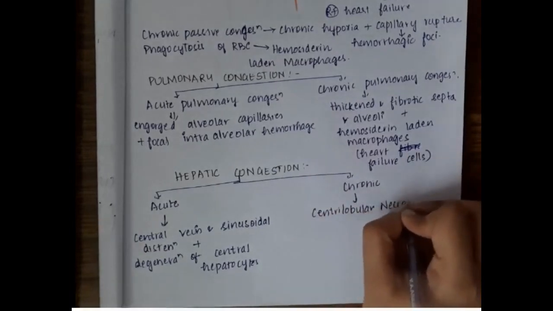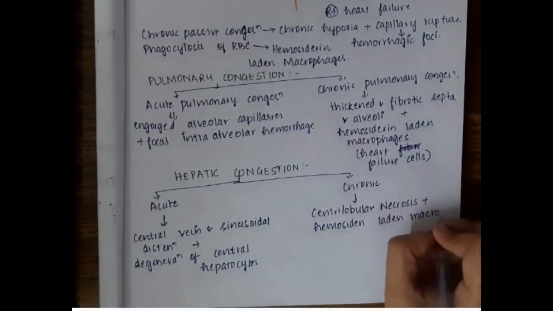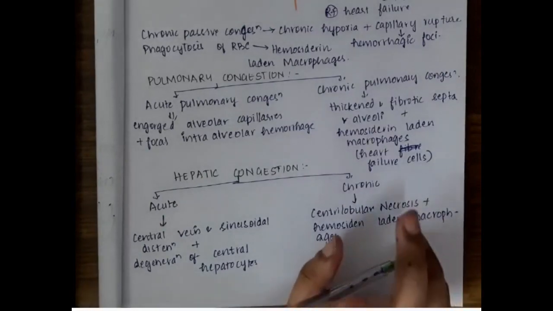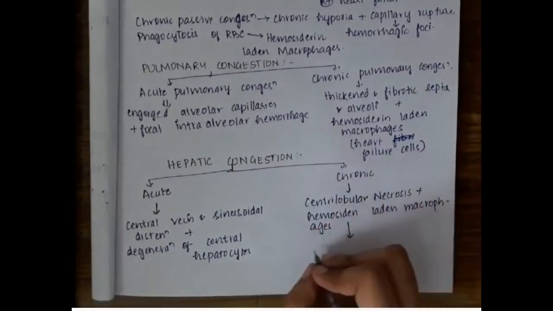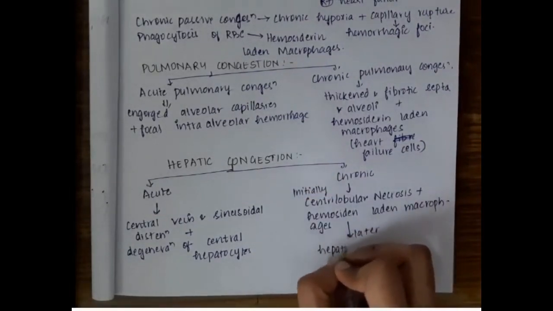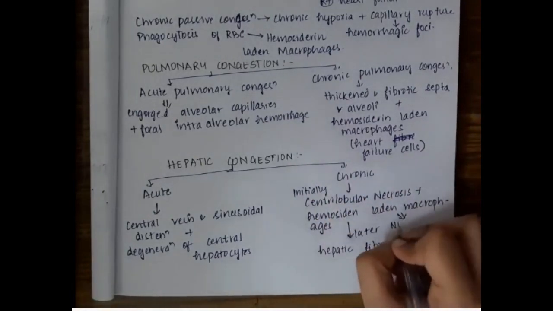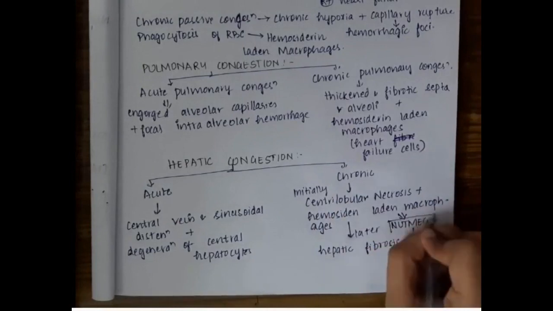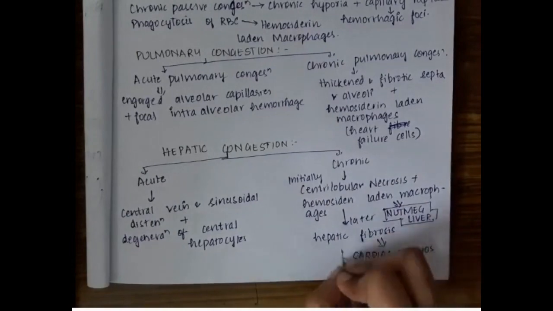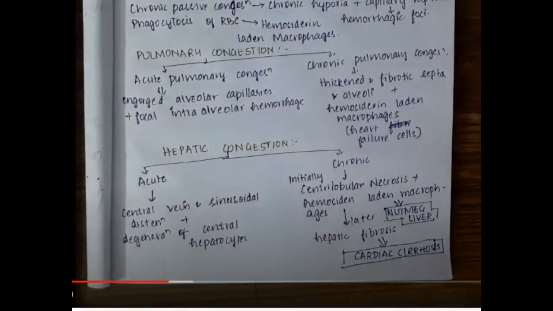In chronic hepatic congestion, there is centrilobular necrosis and hemosiderin laden macrophages are seen. This centrilobular necrosis with hemosiderin laden macrophages is present initially, which is called nutmeg liver. Later, this will progress to hepatic fibrosis, which will result in cardiac cirrhosis. So in chronic hepatic congestion, there are two changes. One, you will see nutmeg liver. Second, you will see cardiac cirrhosis.